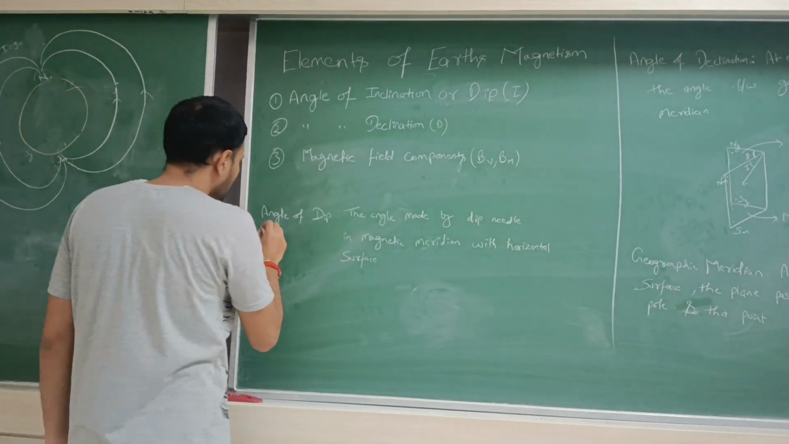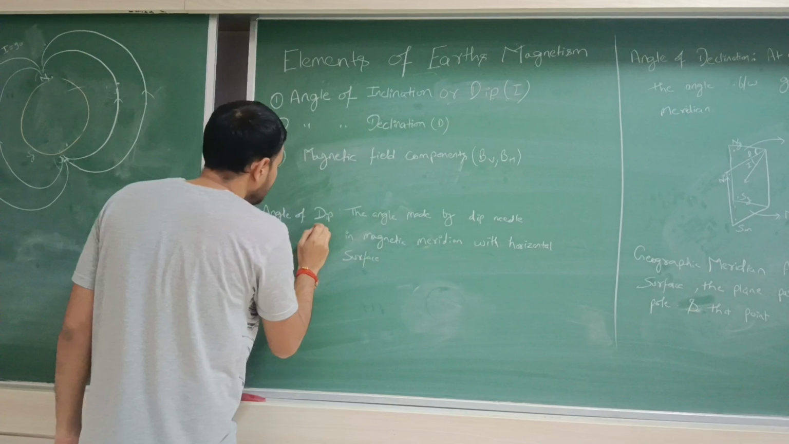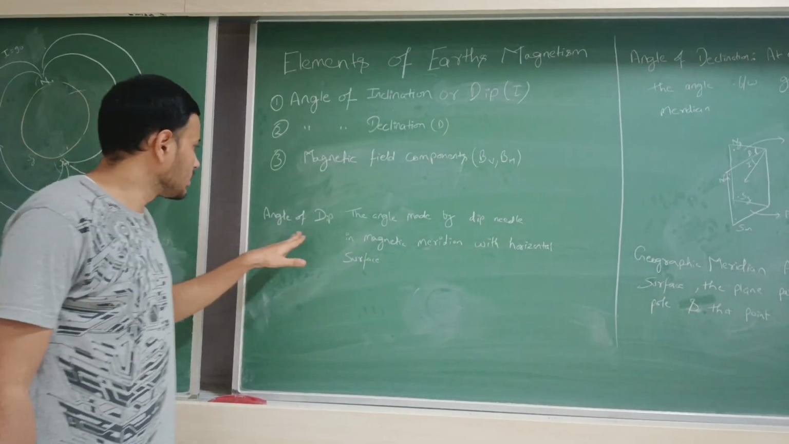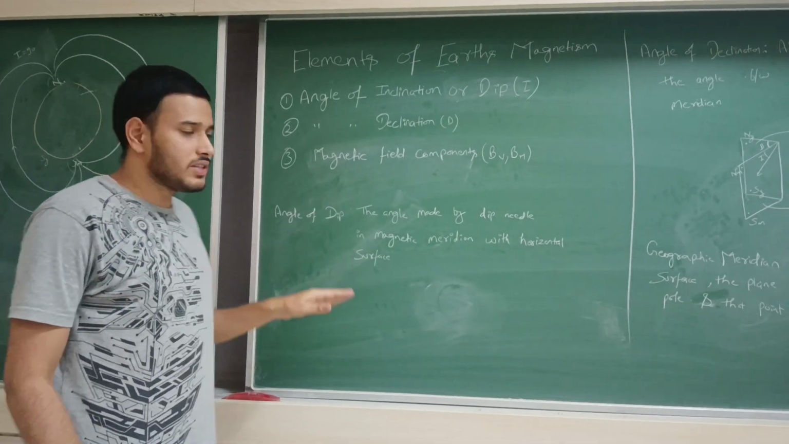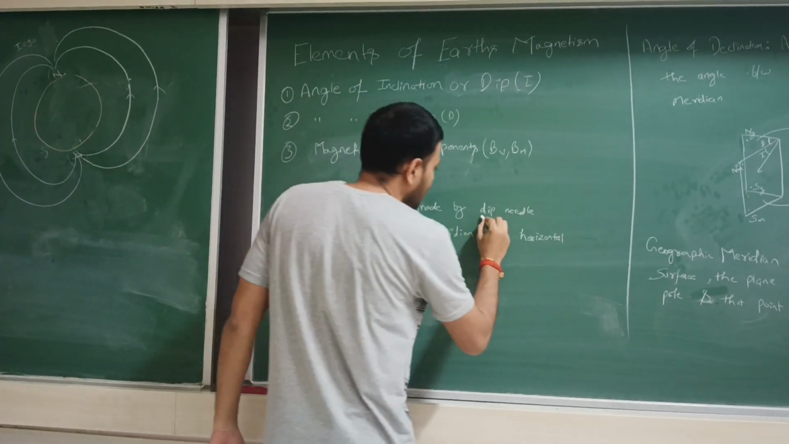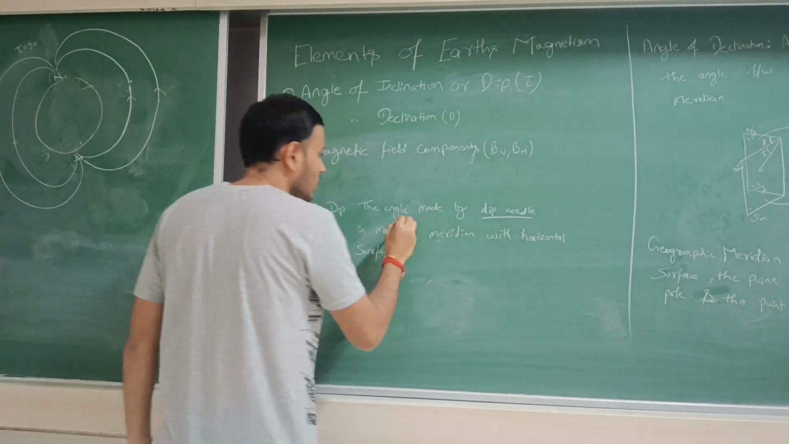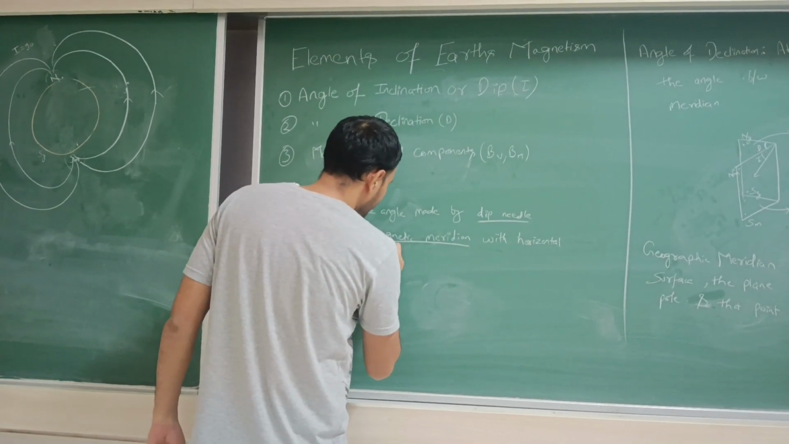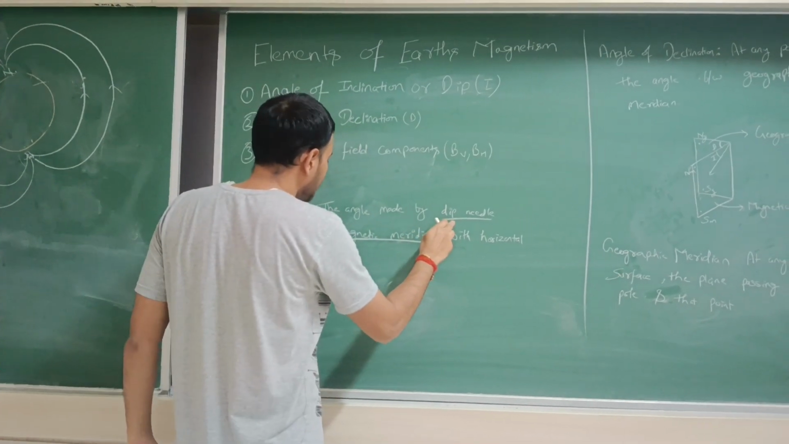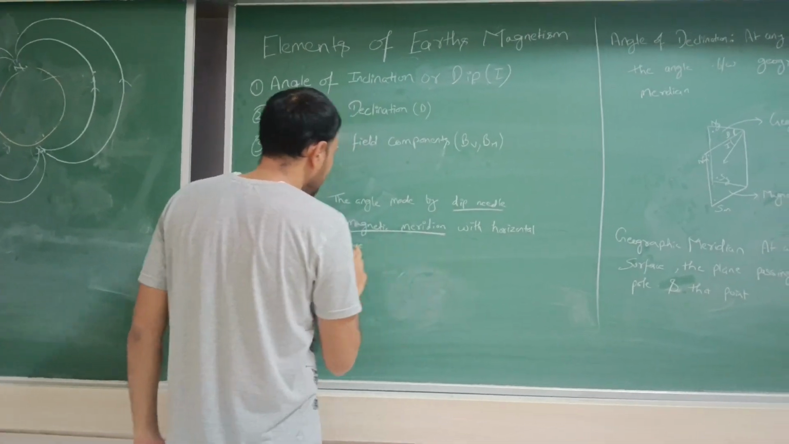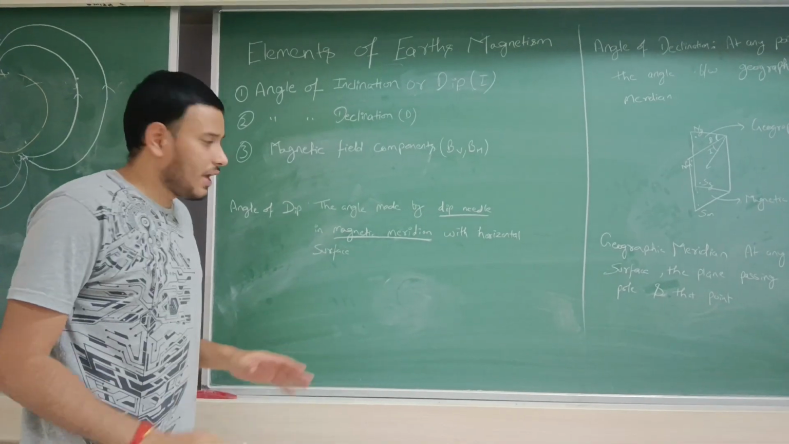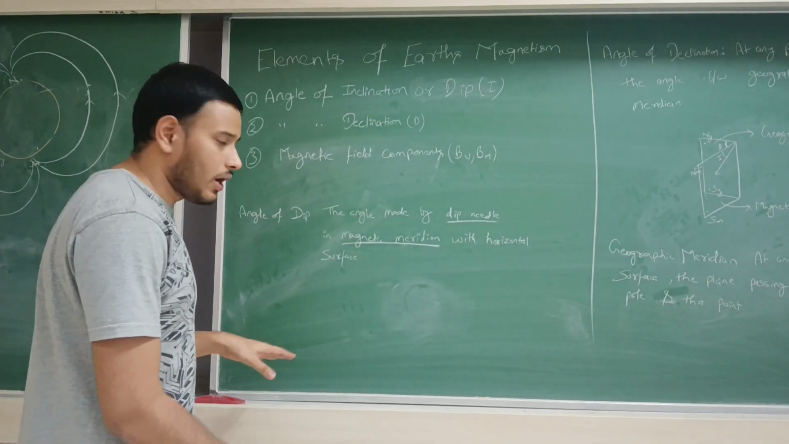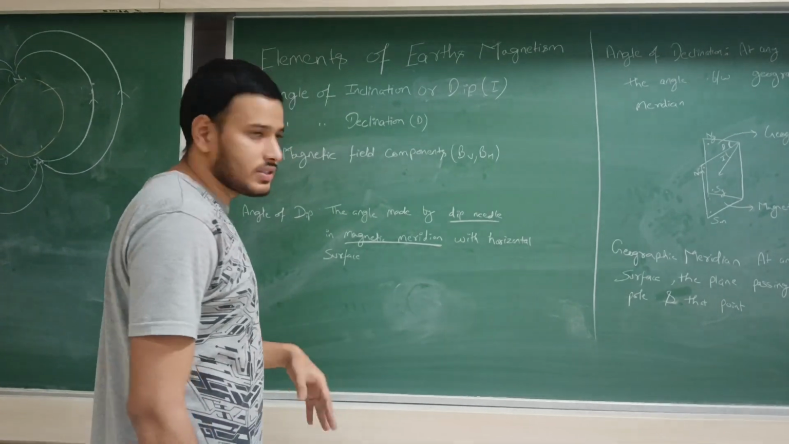Now let's take a look at the angle of dip, that is also called angle of inclination. Angle of dip is the angle made by the dip needle. Mark my word, the angle made by the dip needle in the magnetic meridian. This is a very important line. The angle made by the dip needle in the magnetic meridian with the horizontal surface. Since I have not told you yet what the magnetic meridian is, for simplicity, I will draw a diagram that will explain what the angle of dip is.